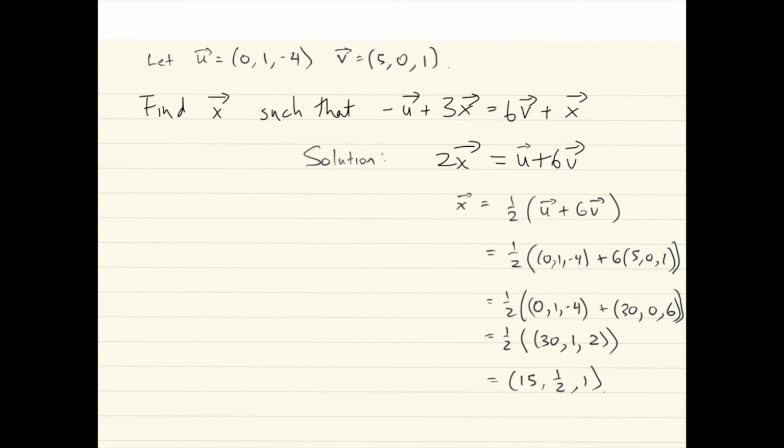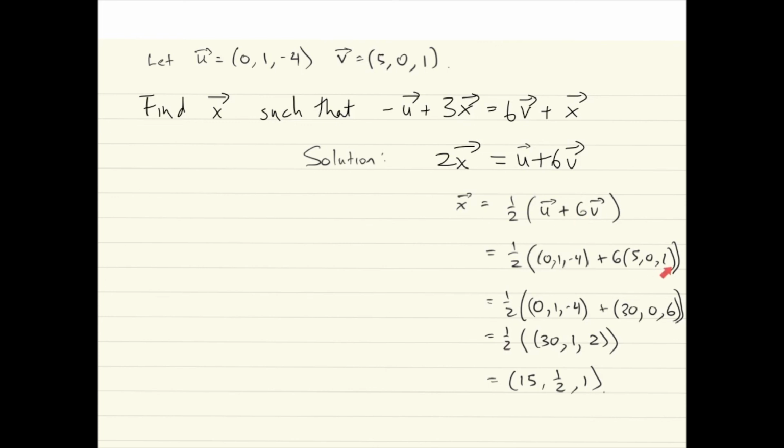So this 3x minus x turned into 2x. I apologize for doing a few steps a little bit quickly without writing them down. Okay, and then now I'm going to multiply through this equation by the scalar 1/2, and so I'm just left with x here, and then on the right hand side I get 1/2 times this vector, and then now I substitute in these values. u was this vector, v was this vector.